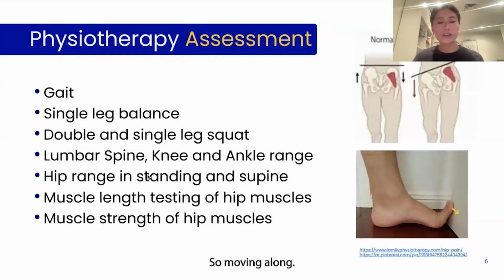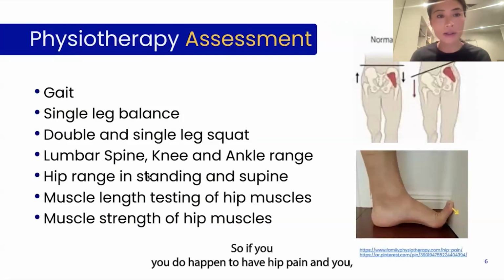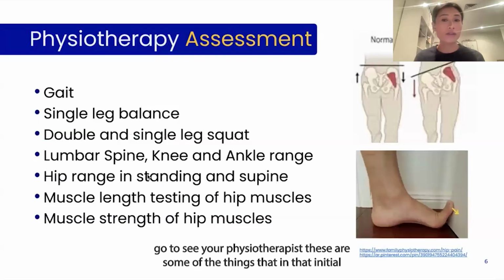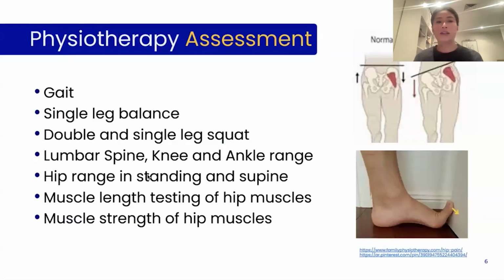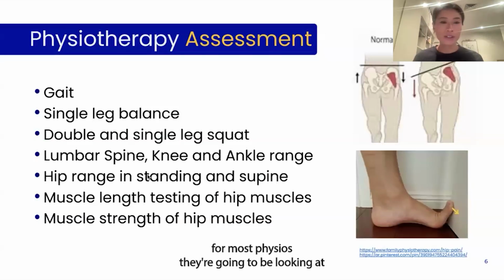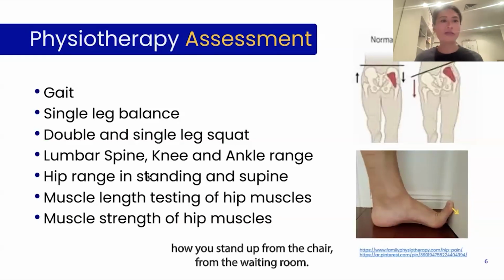Okay, so moving along. If you do happen to have hip pain and you go to see your physiotherapist, these are some of the things that in that initial one or two sessions they might look at to determine your level of function. Okay, so first, gait. For most physios, they're going to be looking at how you stand up from the chair in the waiting room. They're going to be looking at how you walk into the room.